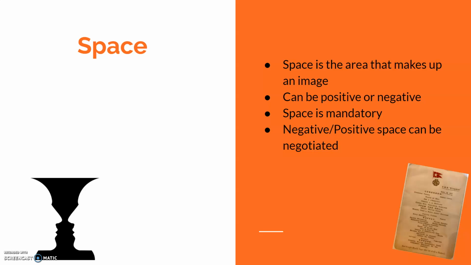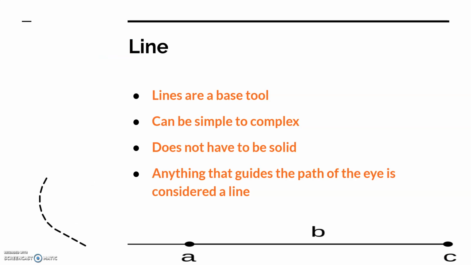This negative and positive space isn't set in stone, however. In some instances, the space is negotiable, like this optical illusion here at the bottom. Depending on which you focus on, the dark or the light changes whether the positive space forms a vase or the faces either side.